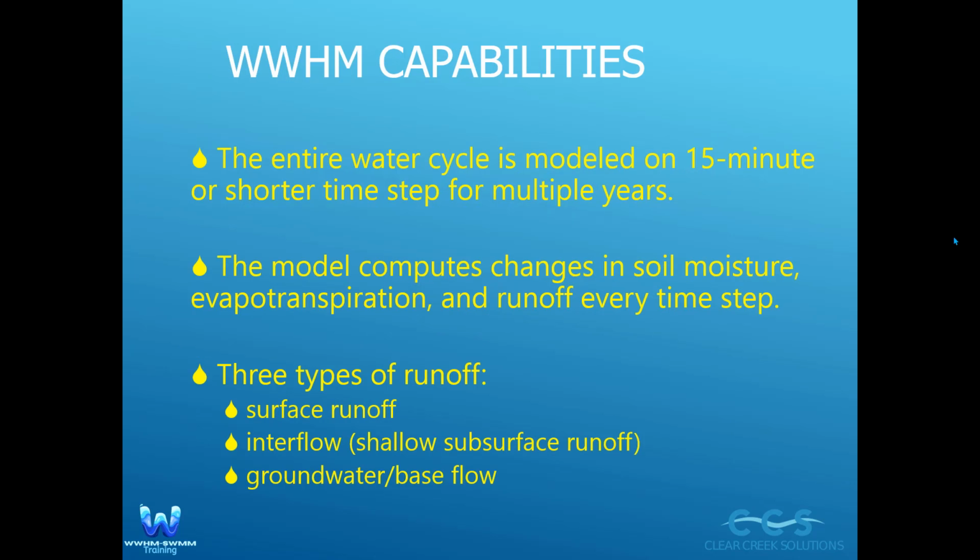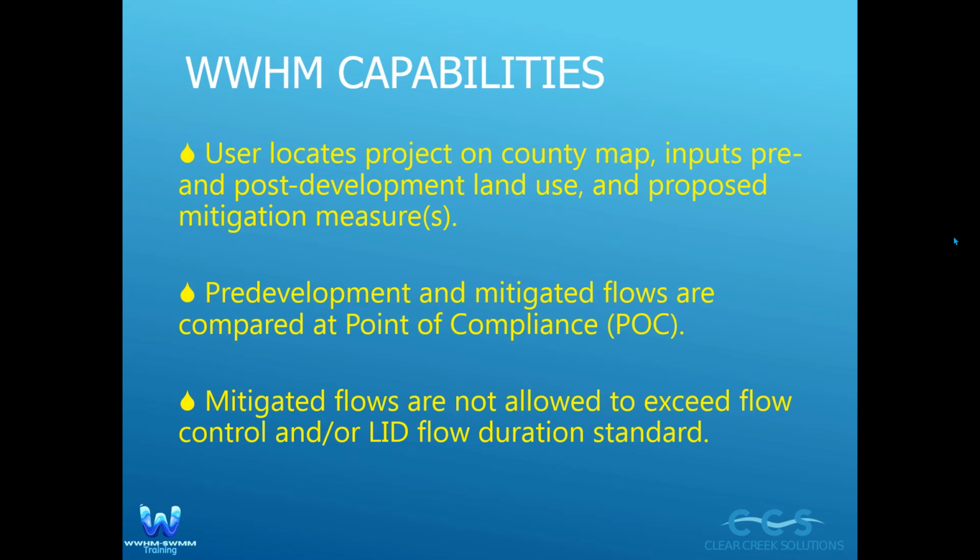And so the entire water cycle is modeled on a 15-minute or shorter time step for multiple years, and so we're able to gain an accurate picture of what's going on at the project site. And it generates three types of runoff from that: surface runoff, interflow, and then groundwater or base flow. And so what we do in WWHM is we locate our project location on the map. We input a pre- and post-developed land use, and then our proposed mitigation measures, whether that's LID, bioretention, a detention pond, a storage vault, a commercial element, doesn't matter. We're able to put that in the software, model that situation, and see if we meet the flow duration or the local jurisdiction requirements, no matter how many minimum requirements we're trying to meet.